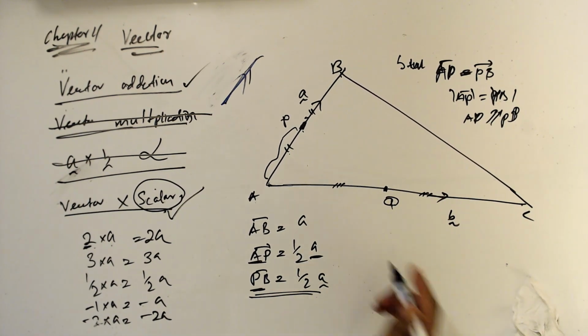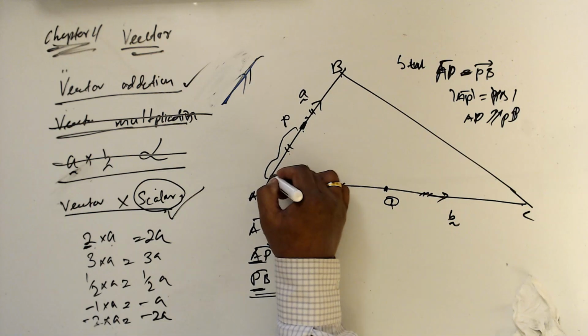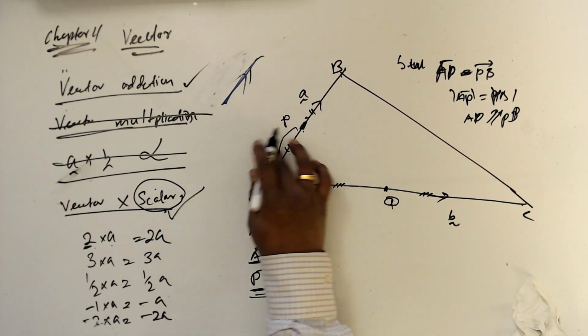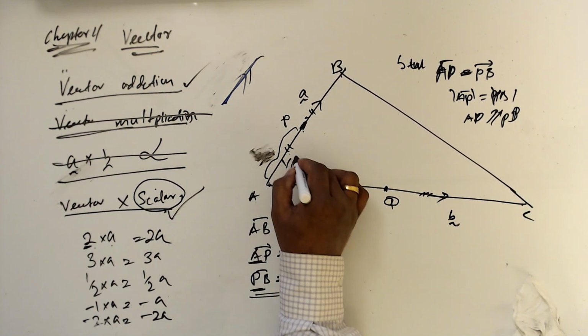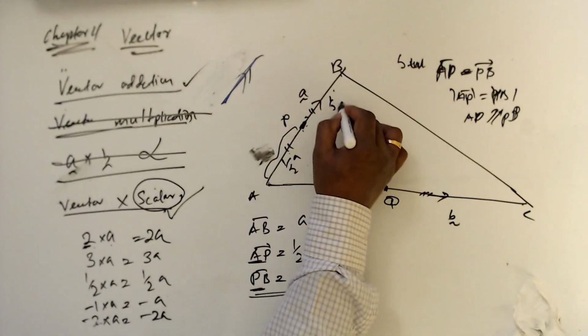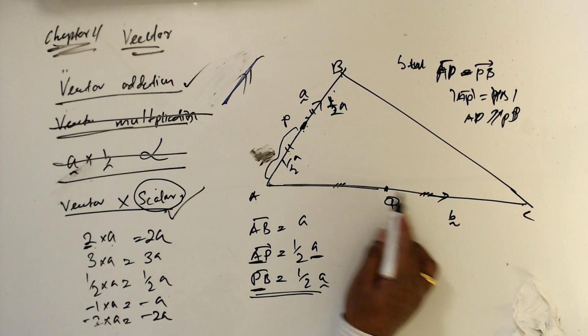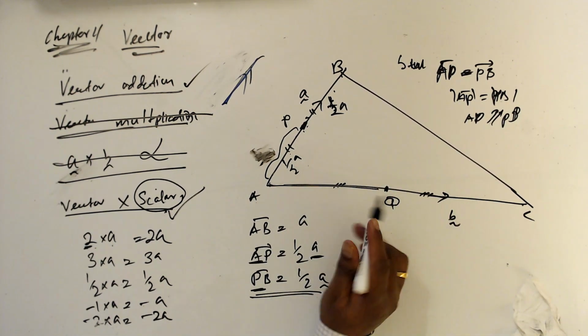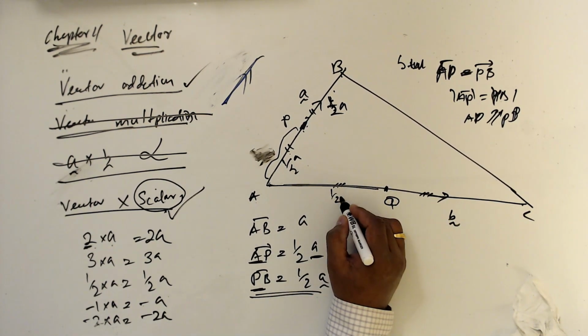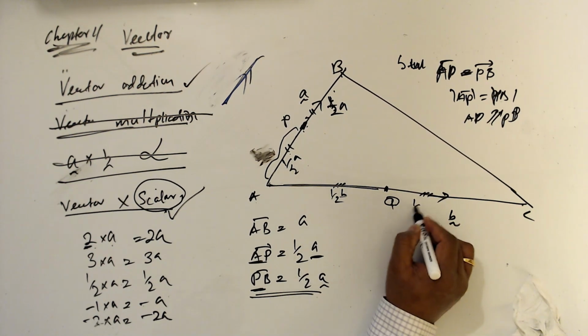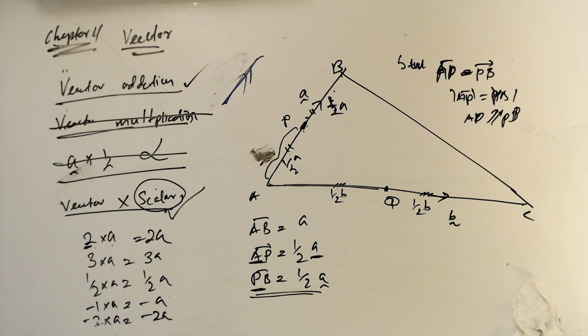So now AP is half A. I'll write from here half A. This is also half A. Same as this is whole B and this is mid. So this is half B and this is half B.